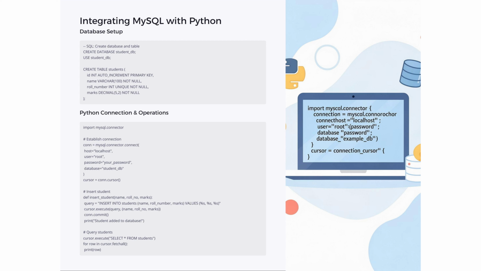Create a database StudentDB and a students table with fields for ID, name, roll number, and marks. Establish a connection in Python using MySQL connector. Insert students with a function executing SQL queries, and retrieve data using cursor operations to manage student records efficiently.